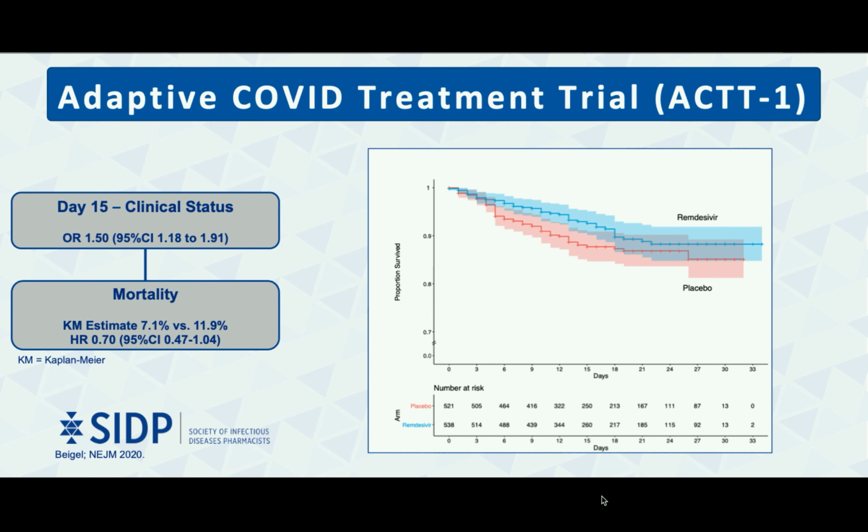Looking towards mortality outcomes, in the overall population, there was a non-statistically significant reduction in mortality between remdesivir and placebo, with the Kaplan-Meier estimates for mortality being 7.1% and 11.9% respectively. Now, despite this difference not reaching statistical significance, this is arguably still a clinically meaningful reduction in mortality. Of course, this must be interpreted in the context of incomplete final follow-up for the full sample, which eventually could tip the results towards a statistically significant result or push it further away from one.